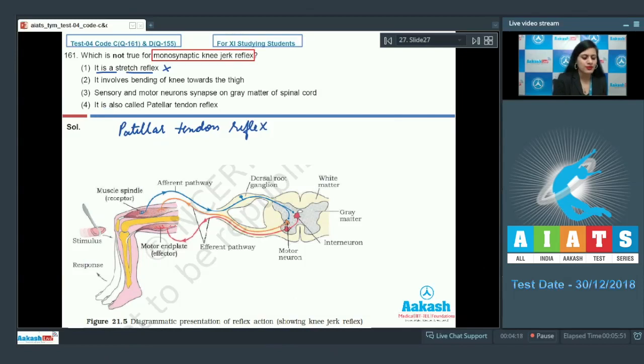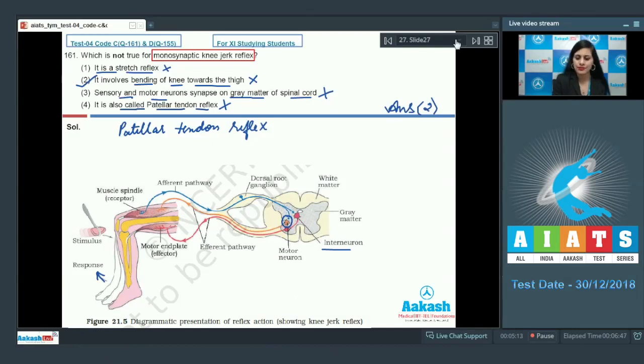Now let's discuss the options. As the very first option is incorrect, the second option is it involves bending of knee towards thigh, and as it is an incorrect statement, this is a correct answer to our question, because this knee-jerk reflex involves bending of knee away and upward and not towards the thigh. The next option given is sensory and motor neuron synapse on gray matter of spinal cord, and as it is a correct statement, this cannot be a correct answer to our question because it lacks interneuron and there is a direct synapse between sensory and motor neuron. The last statement is it is also called patellar tendon reflex, and as it is also a correct option, this cannot be a correct answer to our question. So the correct answer to this question is option number 2.